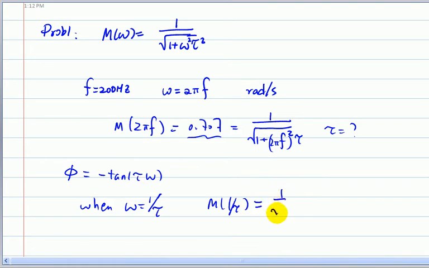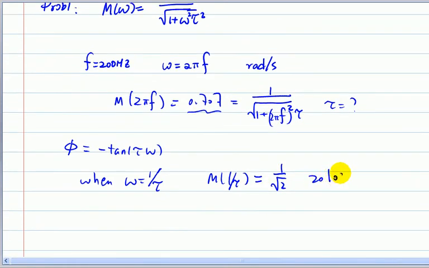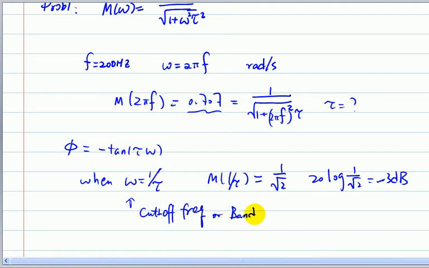your magnitude ratio basically equal to this. And if you take 20 log of this quantity, it's equal to negative 3 dB. So we said in the class that this is a special frequency. We call that cutoff frequency. Or it also represents the bandwidth of this first order system.